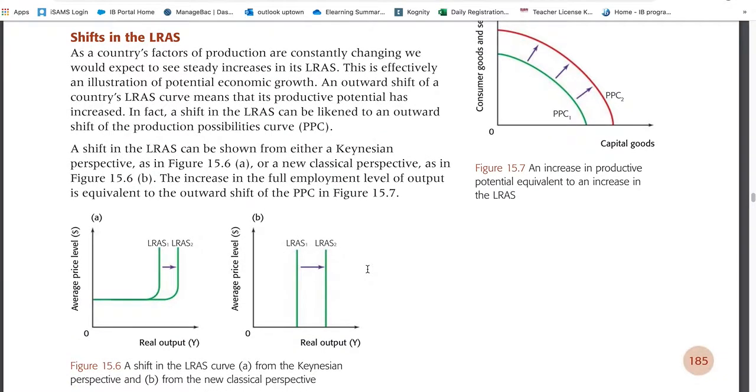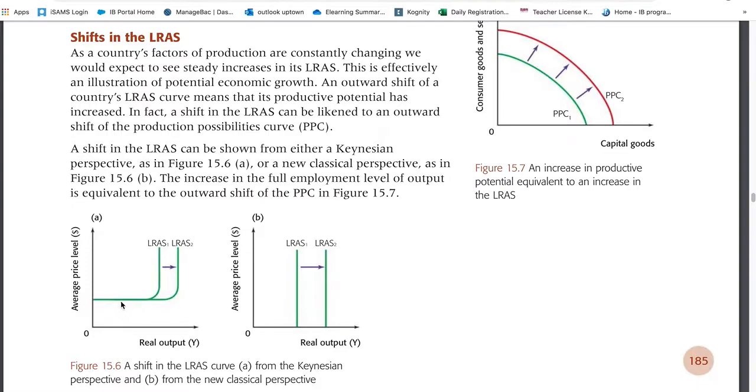So what causes a shift? All right, as a country's factors of production are constantly changing, you're going to expect to see steady increases in the long run aggregate supply. So you can illustrate this with an outward shift in the long run aggregate supply. Pretty much, actually, there are two different things that can cause a shift, and we'll talk about those in a minute. But the way you demonstrate those on the two different curves, so if there's a shift on the Keynesian curve, this is how it'll look. So you're going to go from long run aggregate supply 1 to 2.